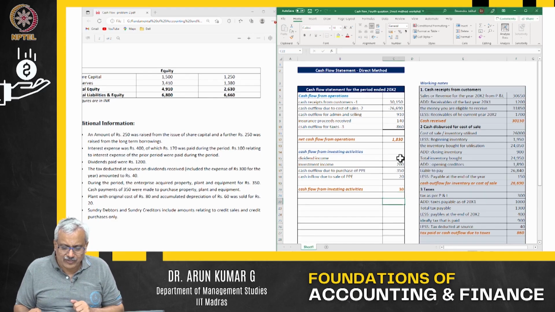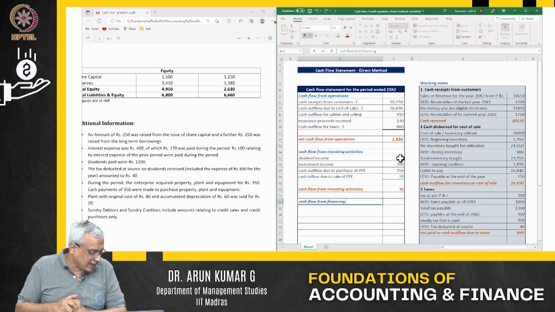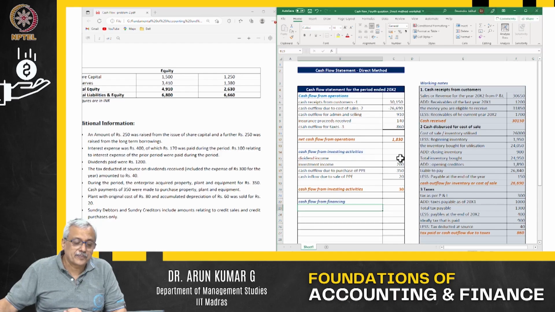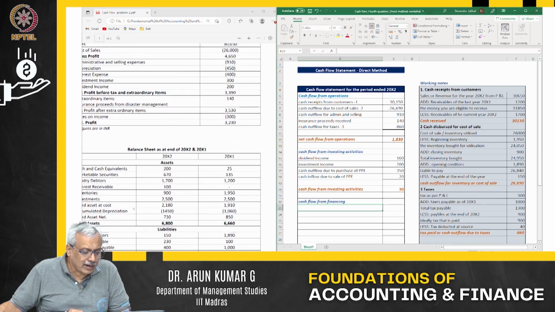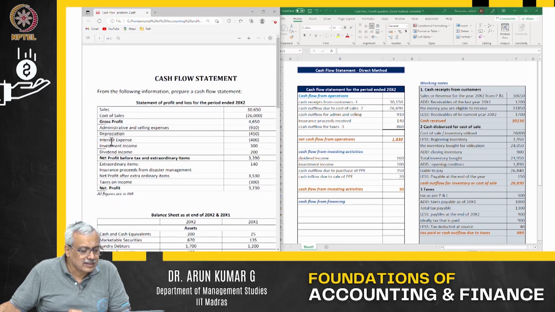The last part of it, what we see, is cash flow from financing activity. Let us see the financing activity part of it. Again, I will go back here. We will start with the P&L.